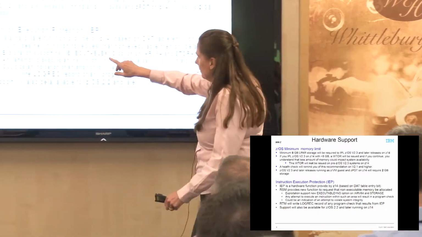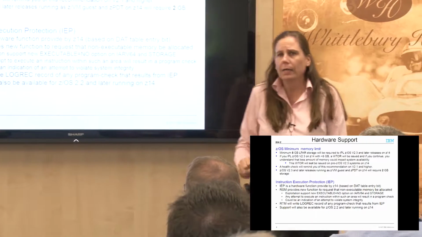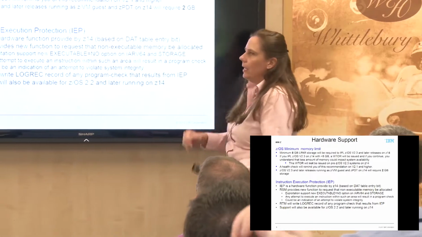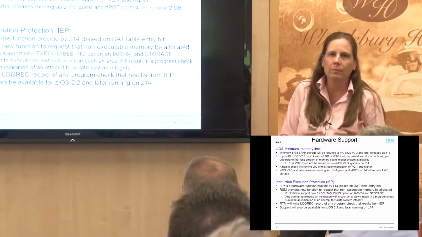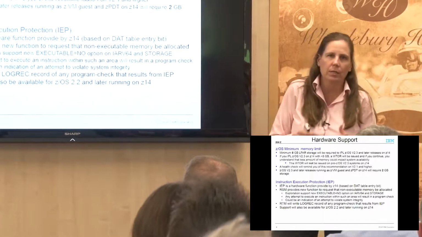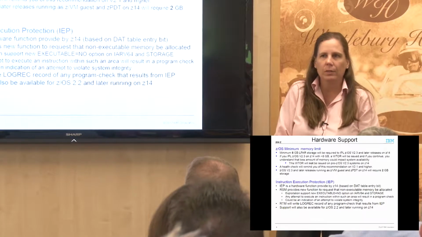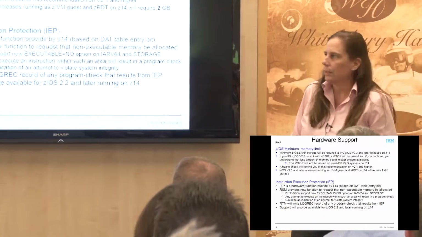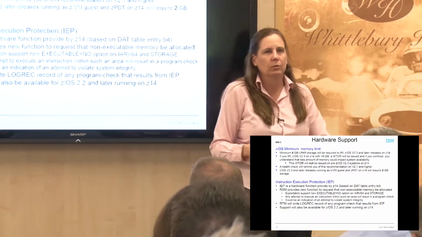All right, next thing. It's officially called Instruction Execution Protection. I like to call it non-executable memory. What this means is I'm allowed to obtain storage, and on that obtained storage, with the IARV64 service, I can say this will not be memory that is executed. Therefore, if somebody tries to execute an instruction in that memory, they would receive a program check. This is a security enhancement so that nobody can try to execute in certain areas of memory that have been obtained. So that's called Instruction Execution Protection, officially; I happen to think of it as non-executable memory.